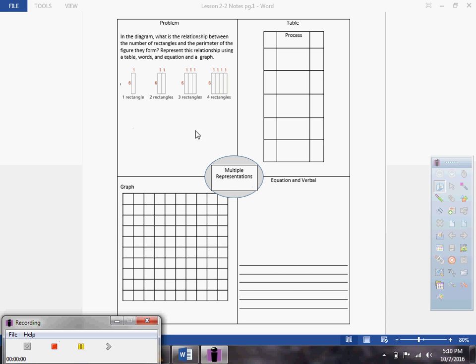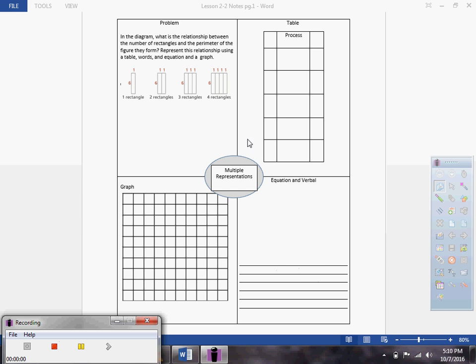Hello. This lesson is to help you with multiple representations. In algebra, we like to take data and represent it in multiple ways. Sometimes we represent it verbally. Sometimes we represent it in a table, a graph, an equation, and here we're going to add more verbally. So let's go ahead and begin.